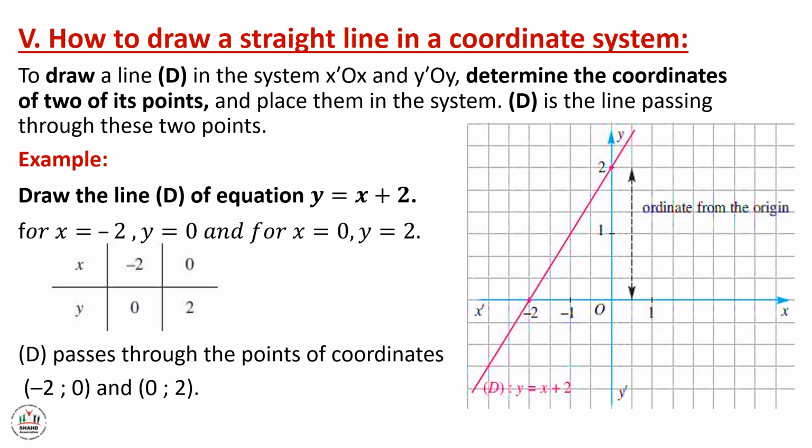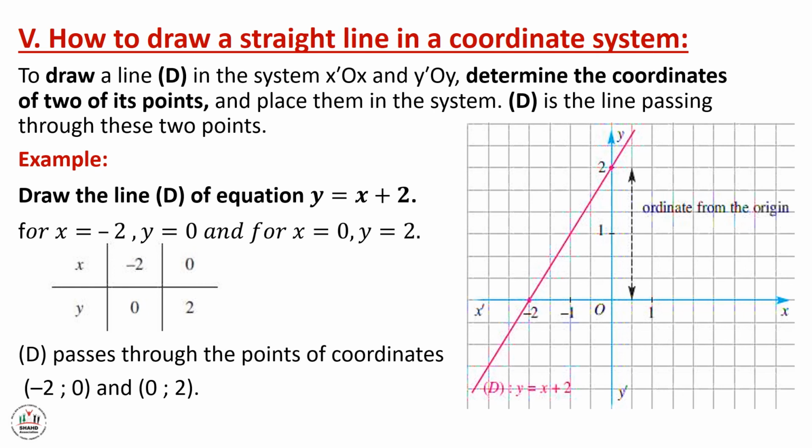Of course, you can substitute any value of x. You can write for x = 0, y = 2, and for x = 1, y = 3. Of course, when you assume the value of x, you should substitute this value in the given equation. So if you say for x = 1, you should substitute 1 in the given equation. The equation becomes y = 1 + 2. Then for x = 1, y = 3, and so on.